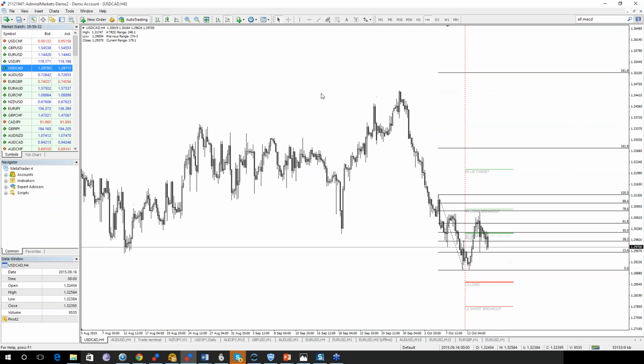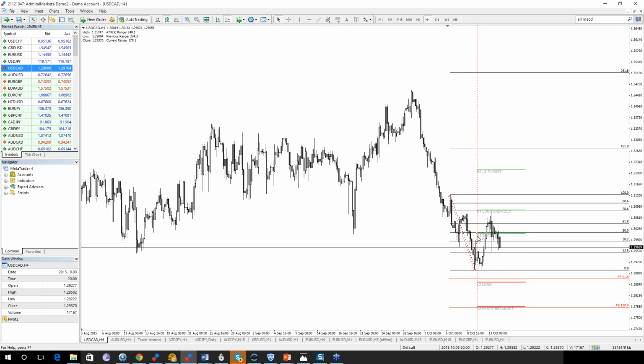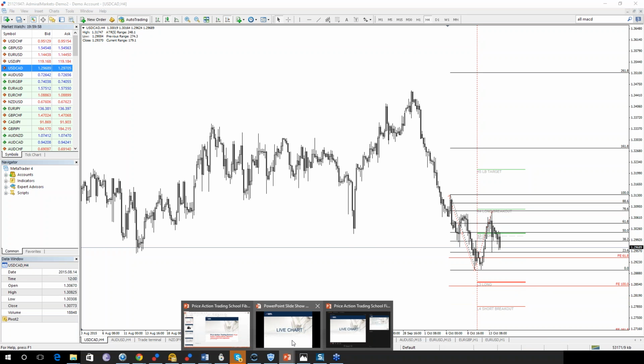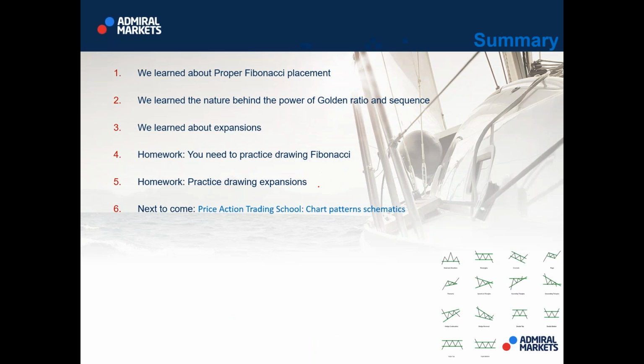Now we can place our expansion. 1, 2. Okay, now 0.3 here. It's very close to first target, and if it breaks the bottom, second target. So this is how you use retracement and expansions, guys. Okay? This is how we use it.